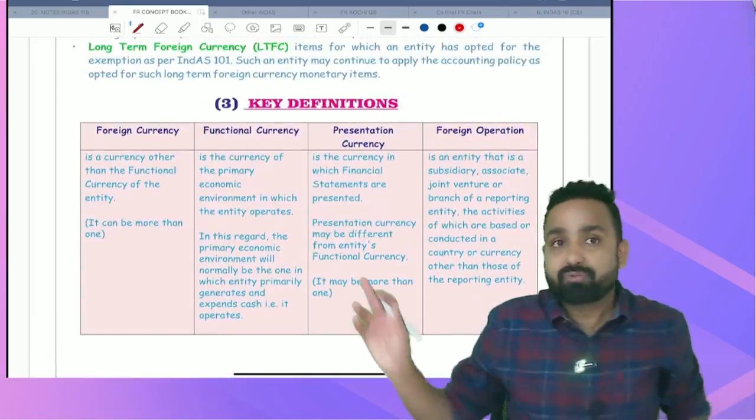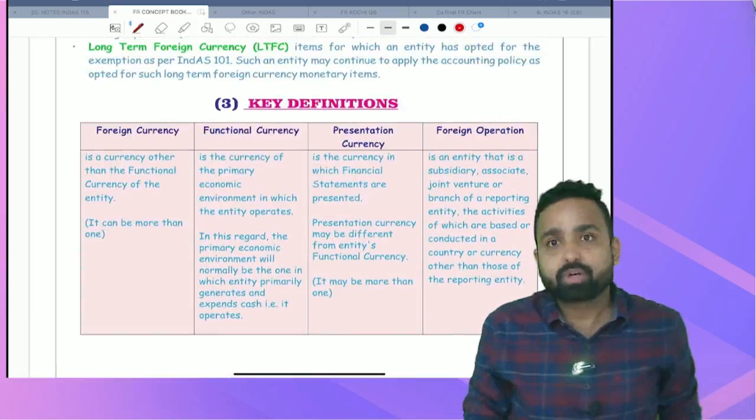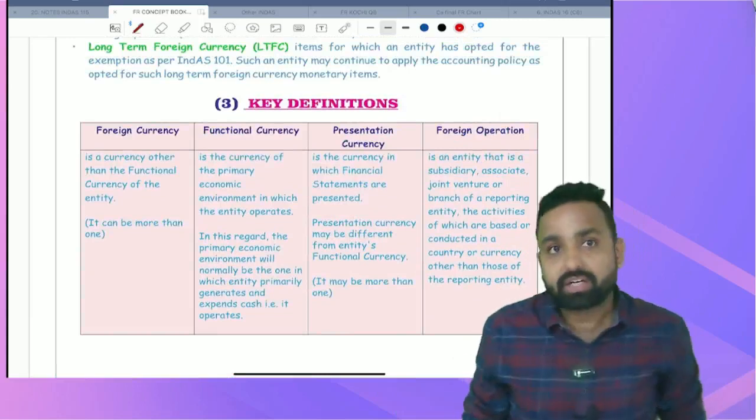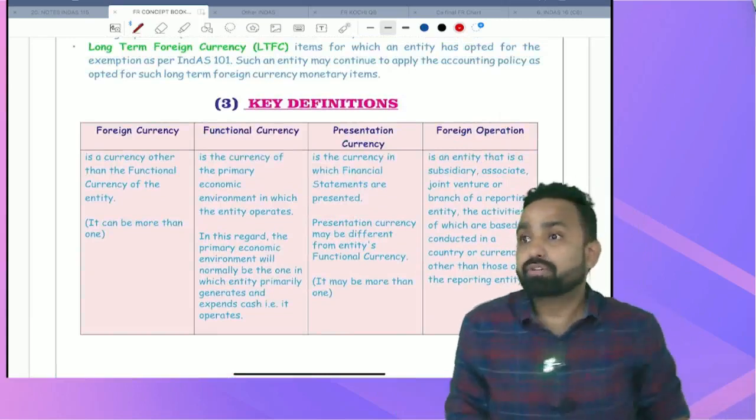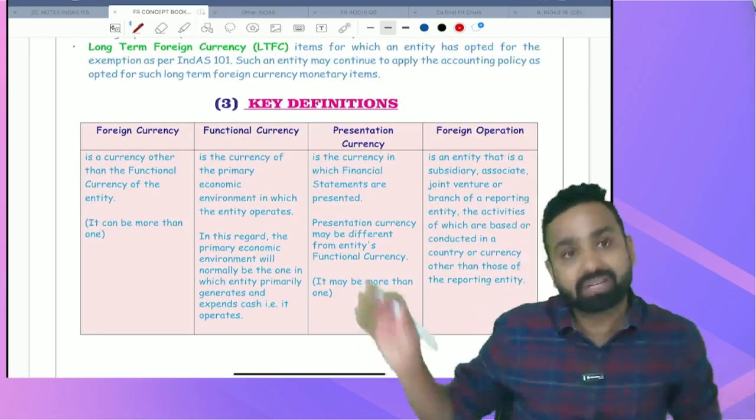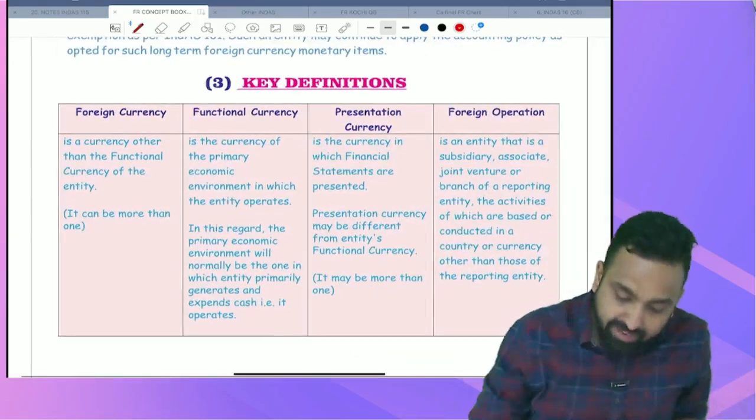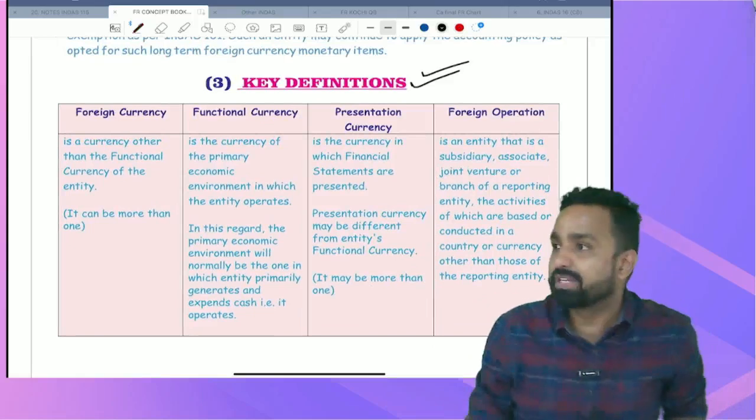The notes are quite interesting for this Ind AS 21, definitely, because each and everything is clearly written along with some of the good indicators which are not in the ICAI material also. So please read it carefully. These are the key definitions. Now please try to understand.